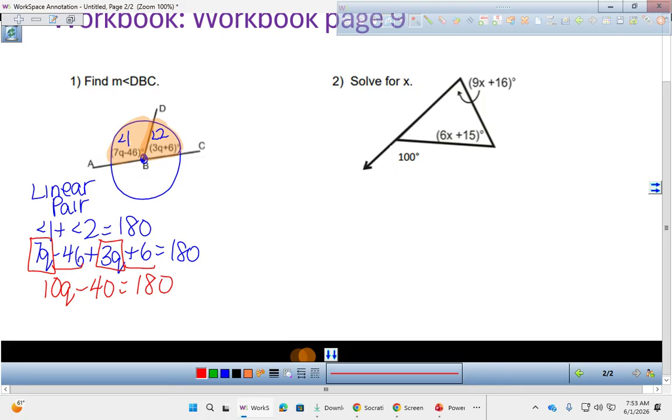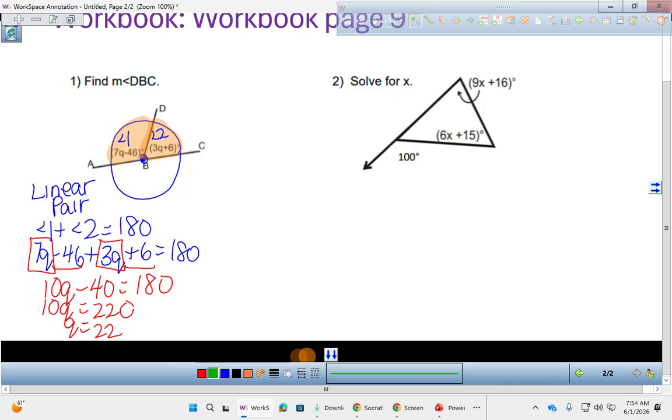Everybody okay so far? All right, I'm going to add 40, and I'm not going to write that out because I don't have a lot of space here. So when I add 40 to this side, that's 220. And if I divide both sides by 10, that's 22. But the question doesn't say find Q.